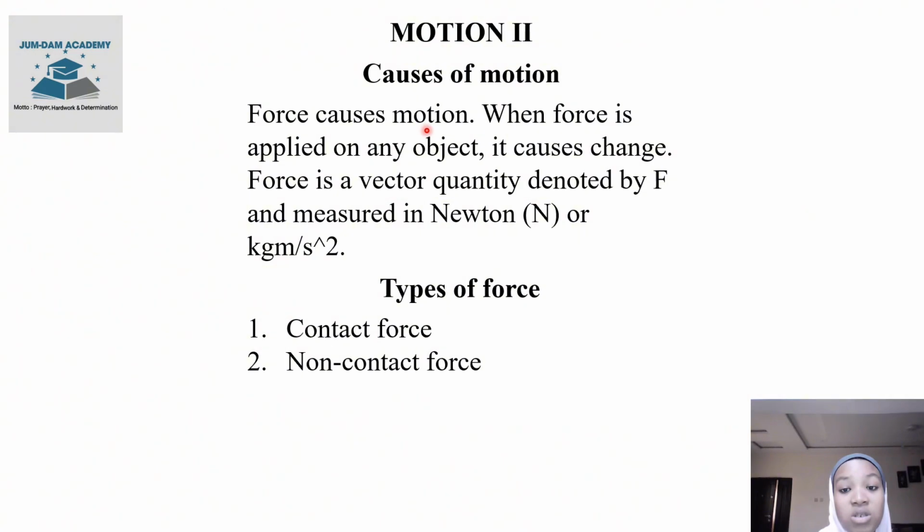So force causes motion, and when force is applied on any object, it causes change. And force is a vector quantity which is denoted by the letter F, and it is measured in Newton or kilogram meter per second square, but it's just easier to say Newton. There are two types of force. We have the contact force and we have the non-contact force.